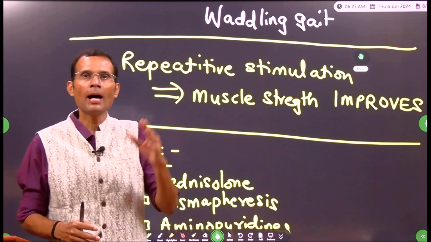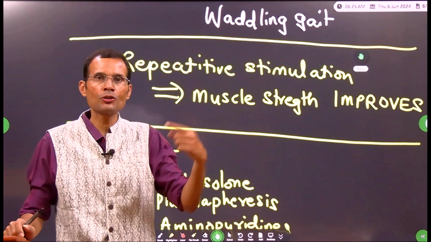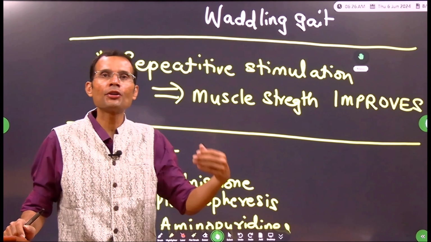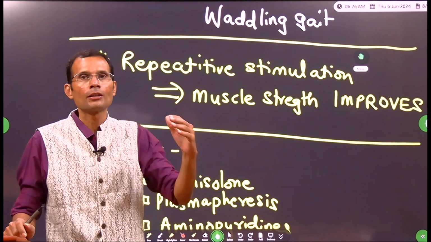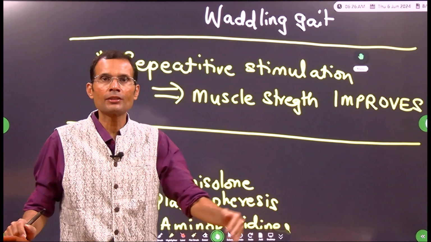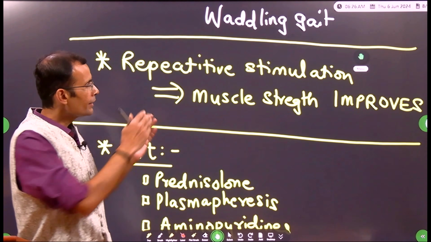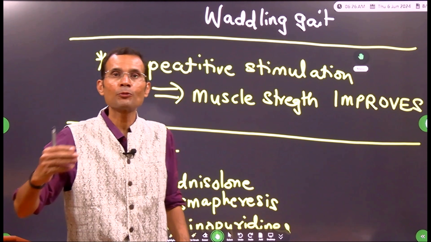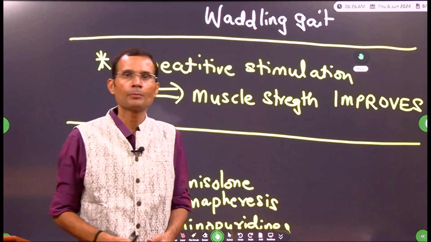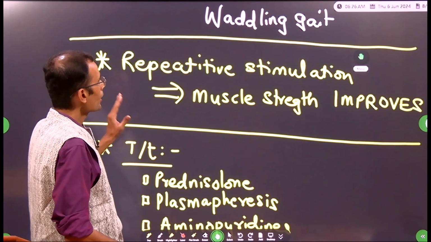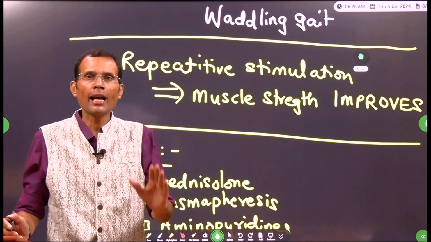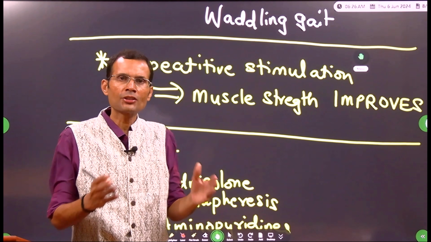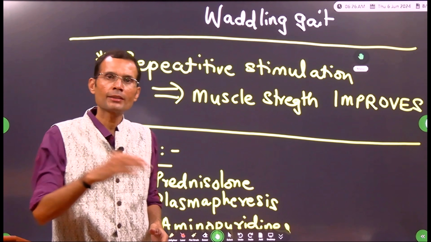Let's compare. In myasthenia gravis, with repetitive stimulation of the muscle, as I mentioned already, the quantal release of acetylcholine will go on decreasing, and therefore there will be decreased strength of the muscle contraction. In the case of Lambert Eaton disease, with repetitive stimulation, the muscle strength will improve. Now the question is, why is that? What happens is, although some of the calcium channels in the presynaptic terminal have been destroyed, many calcium channels are still available. Calcium influx happens.